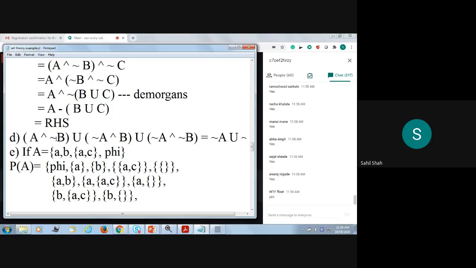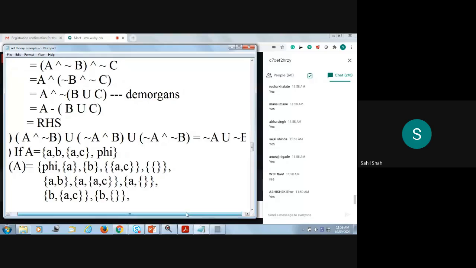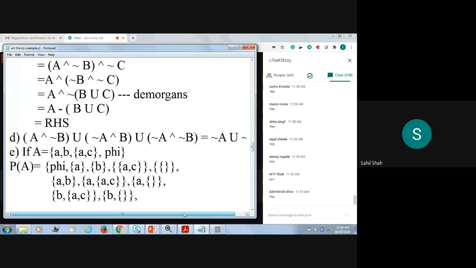A intersection B bar union A bar intersection B union A bar intersection B bar is equal to negation A union negation B. How many of you have solved? Have you solved? Tried but not got. So the message is tried but not got. Abhishek has said he has solved. Okay. So shall we have the solution of Abhishek shared over the screen?